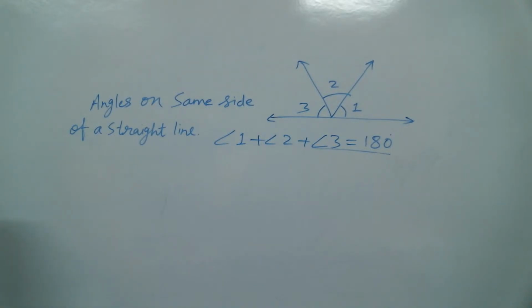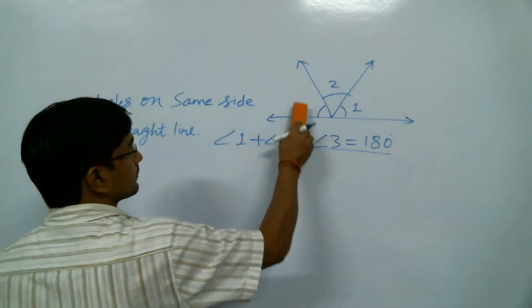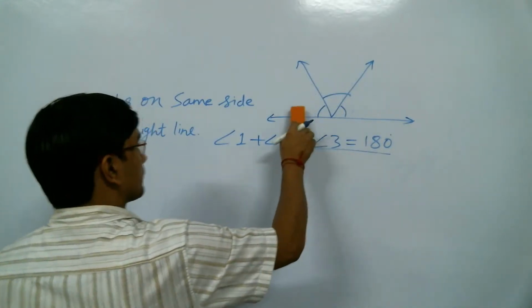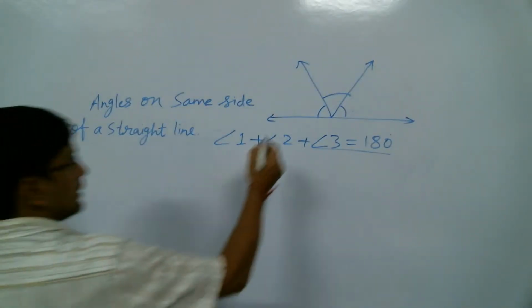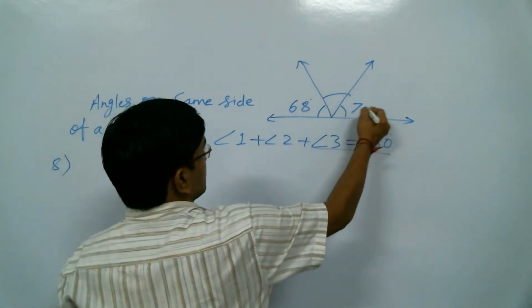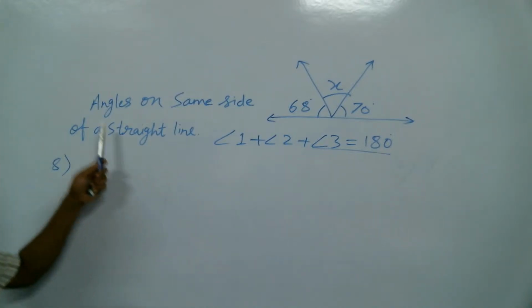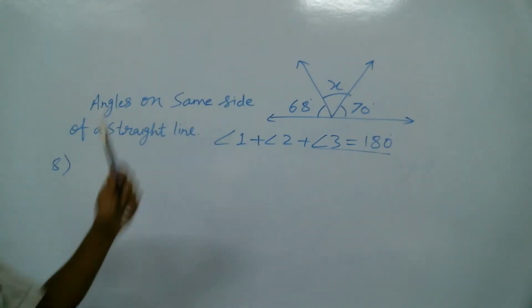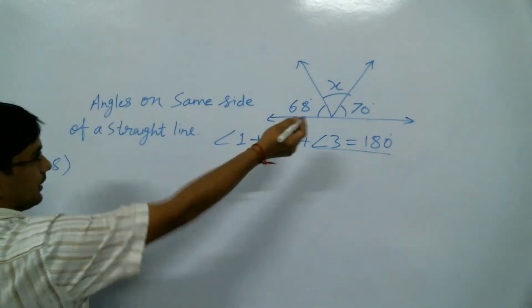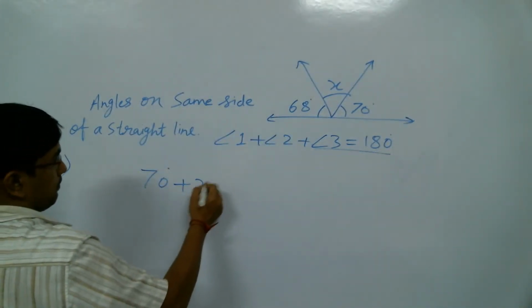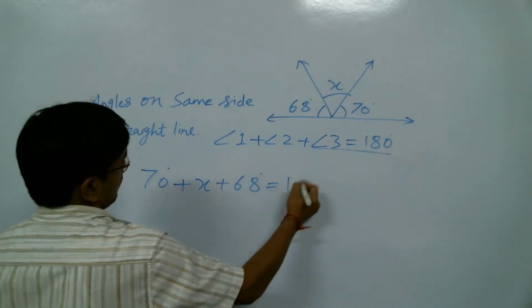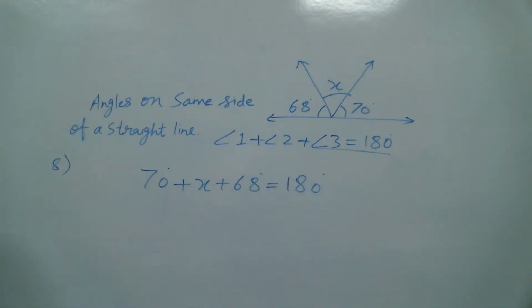Okay. So if the question may ask us, like the 8th one is telling us, we have 68 degrees, 70 degrees, and x degrees. So this property you can write there, that angles on the same side of a straight line sum to 180. So angle 1, if I say, is 70 plus x plus 68. Find the value of x.